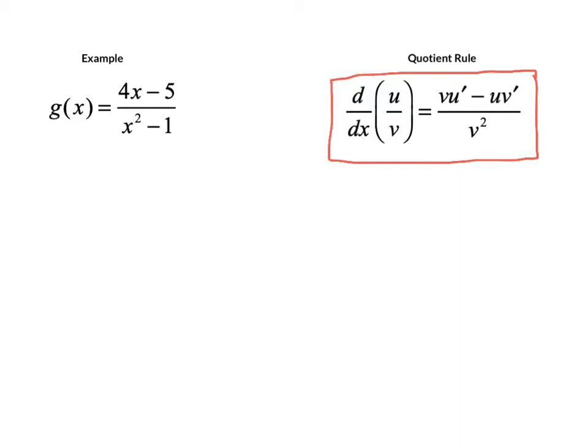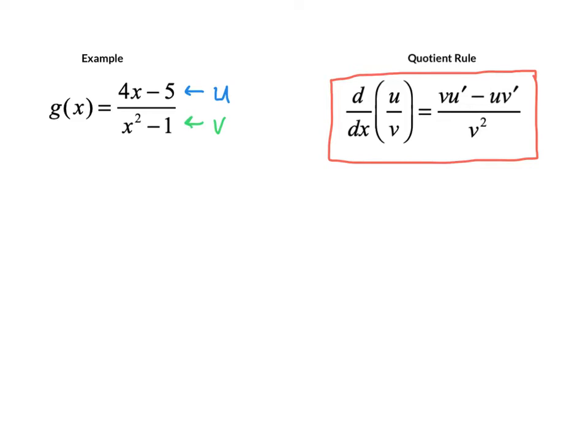So when we decide that we have to use the quotient rule, we take a second and say, well, what do we mean by u and what do we mean by v? It's pretty cut and dry in the quotient rule because u always means the numerator. So u is 4x minus 5, and v is the denominator. So v is x squared minus 1.